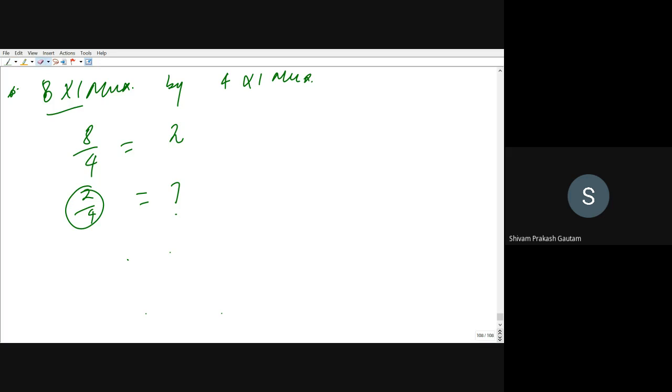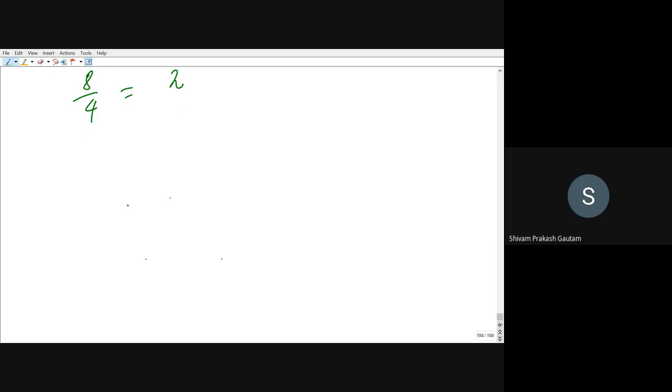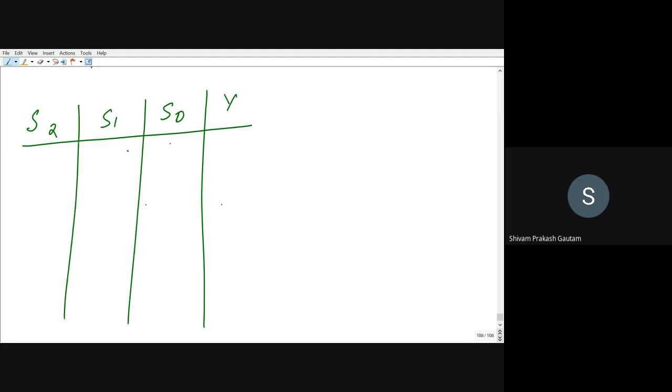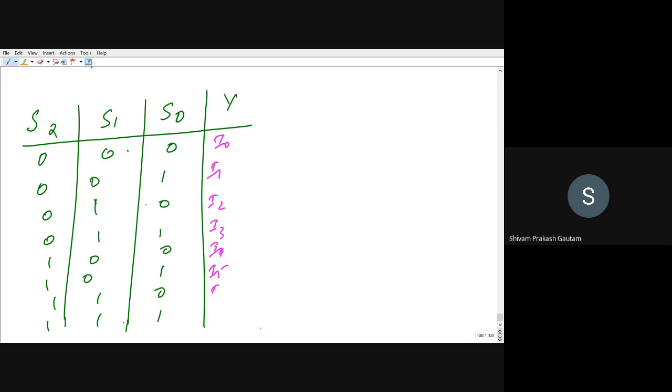So what will I do? Directly I will draw the truth table for the 8 cross 1 mux. We have 3 select lines and 1 output line. So this is 000, 001, 010, 011, 100, 101, 110, 111. And here will be I0, I1, I2, I3, I4, I5, I6 and I7. So this is for the 8 cross 1 mux.